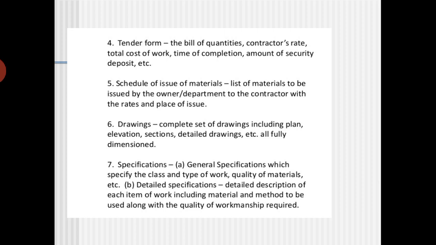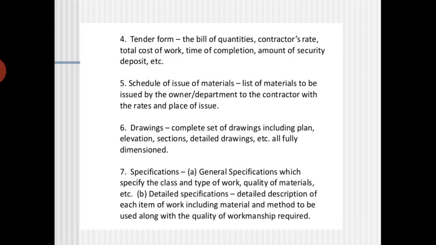And the last one is specifications, the detailed specifications and general specifications that have to be given in the tender documents. I already gave the detailed specifications and general specifications. Normally the general specifications include the class and type of work and the quality of the materials. Detailed specifications include a detailed description of each item of the work, including the materials and methods to be used, along with the quality of the work and workmanship required.